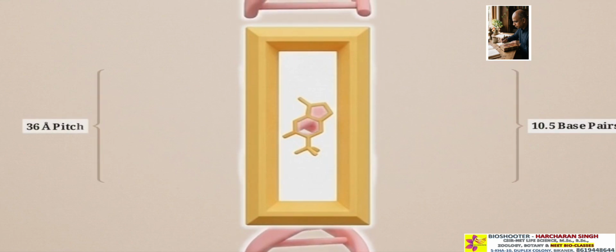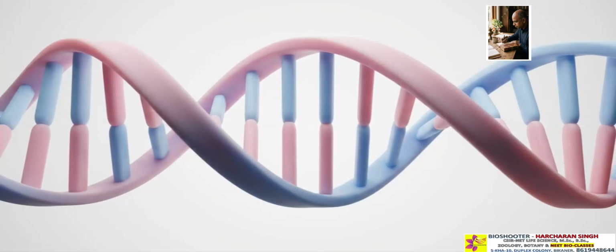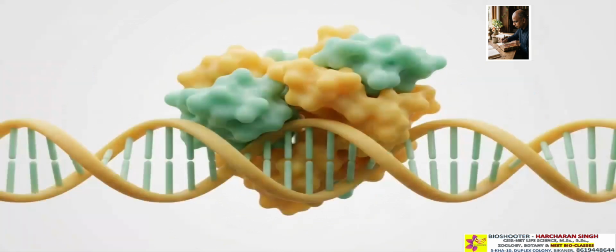B-DNA makes one right-handed turn every 10.5 base pairs, creating a 36 angstrom helical pitch. This geometry yields a wide major groove and a narrow minor groove. This creates an optimal balance of stability while allowing cellular proteins to read the genetic sequence without unwinding the helix.